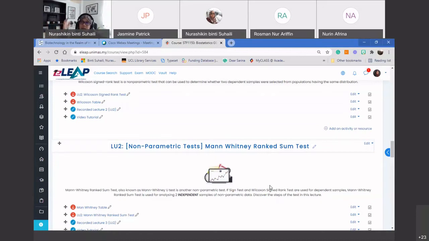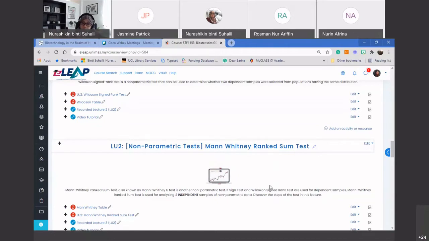Maybe like students from University A and students from University B, but they are not actually associated. There is no association, so those are called independent samples, yeah? And if we want to analyze two independent samples, we need the Mann-Whitney rank sum test. The test is designed for analyzing two independent samples.